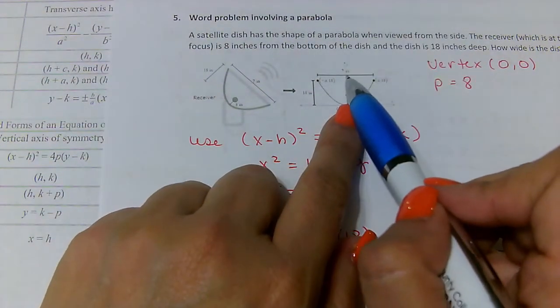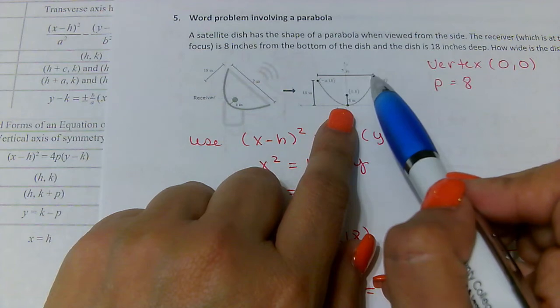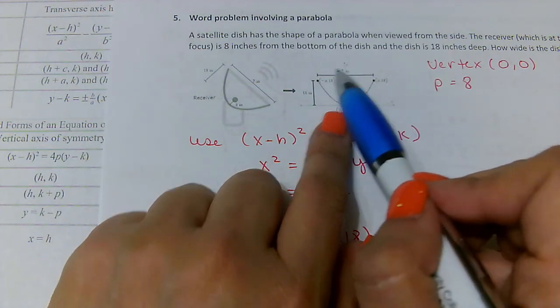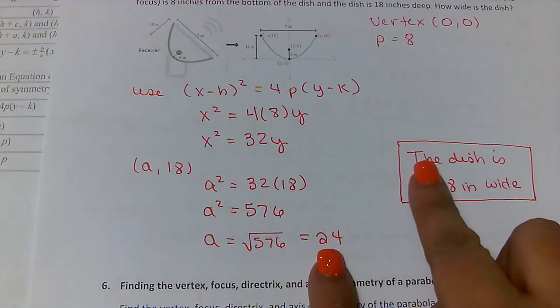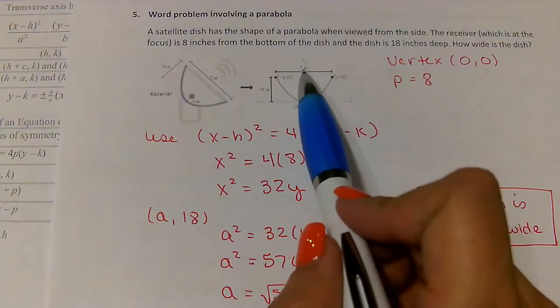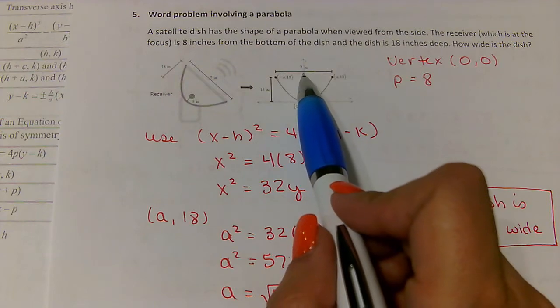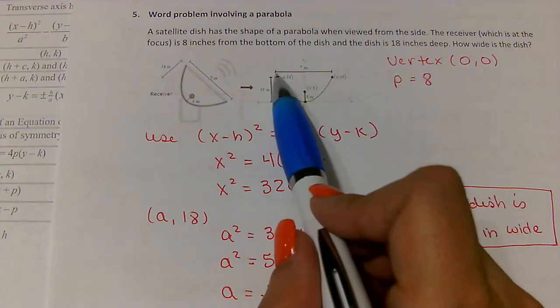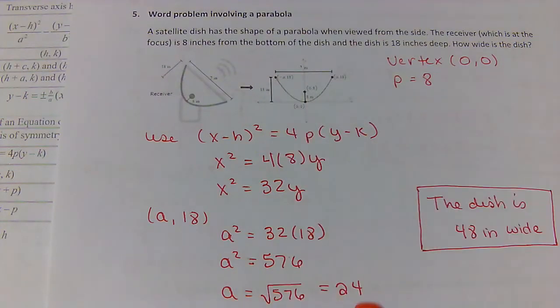Remember, the distance of a is going to be from the center off to one side and from the center off to the other side. So I can say that the width of the dish is going to be 48 inches. 24 this direction and 24 in this direction. A total distance of 48.